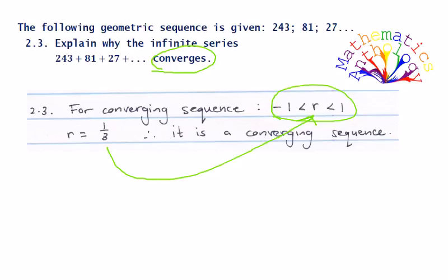So we look at our R for this pattern. If you work out your R, which is T2 over T1, you get the answer 1/3. And now 1/3 does lie in between -1 and 1 on the number line. So it means that this is a converging sequence.